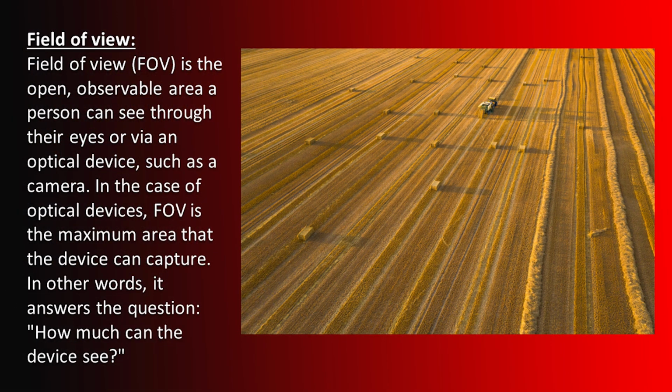So field of view, or FOV, is the open observable area a person can see through their eyes or via an optical device. So it's pretty much what the lens is seeing, field of view.